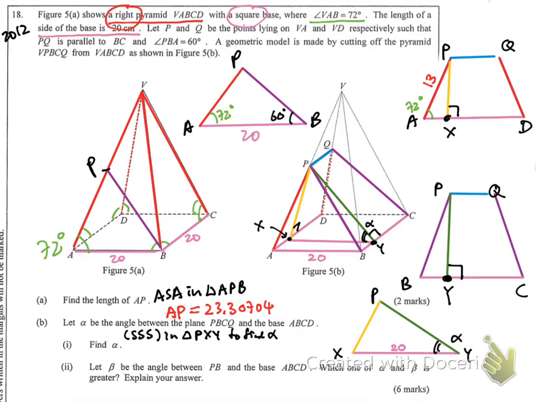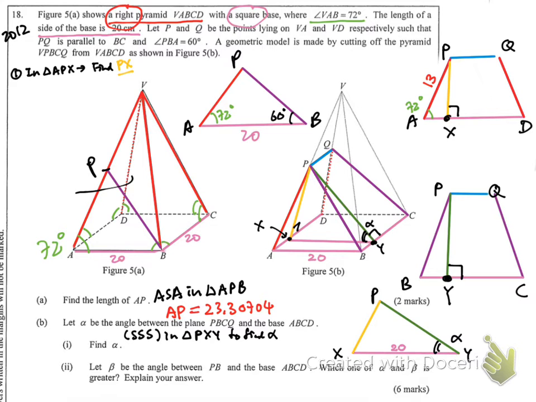So in step 1, in triangle APX, we can use the sine ratio to find the yellow line PX. So we have PX. We have 20 cm, the pink line, and PX.